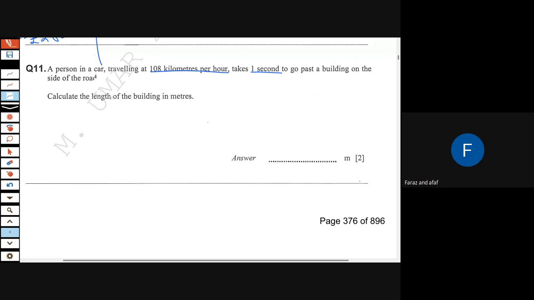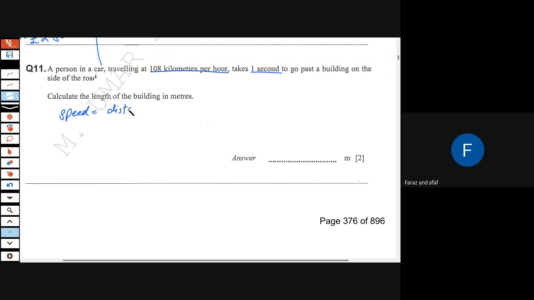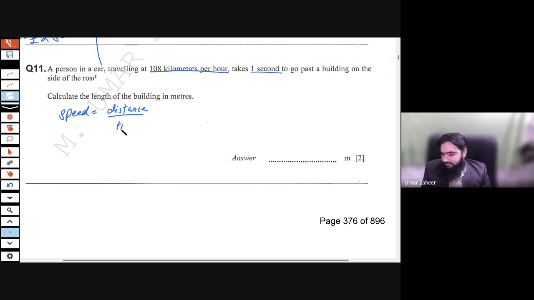We can use a formula for this. It's actually from kinematics. We have not covered it yet, but still we have to do it. The speed is equal to distance over time. But the problem here is that time is given in seconds and speed is given in hours. So we have two options. We have to convert hours into seconds or seconds into hours. It's up to you.